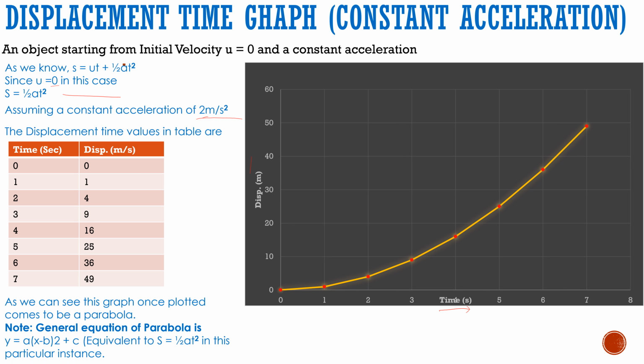As we see, this plotted diagram is something like a parabola, and the equation of a parabola is basically y equal to a into x minus b whole square plus c. Which is again equivalent to s equal to ut plus half at square, which is already derived. So this is how it is in case of a displacement time graph.